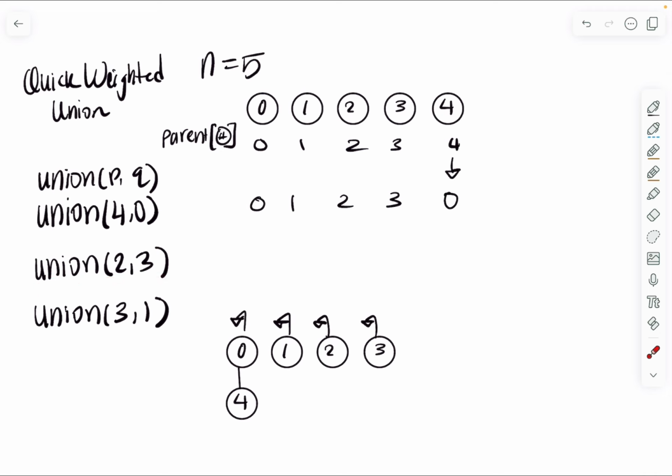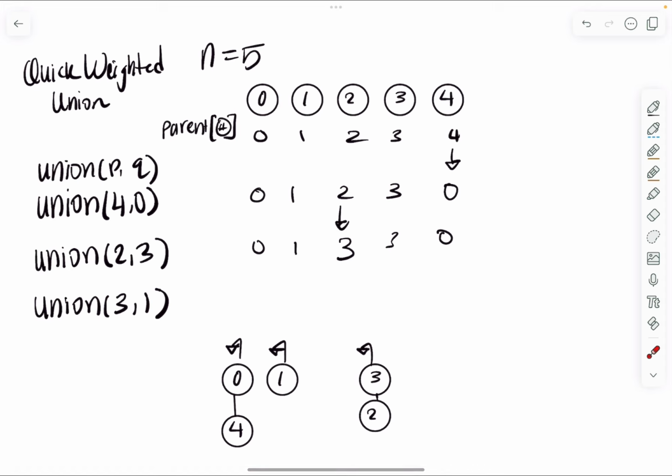Then union 2, 3, find the root of the people. So the root of 2 is 2. Then find the root of the queen. The root of 3 is 3. Because the sizes are the same, make this the child of this one. So basically quick union, like so. Then I asked myself, well, what happened? Well, now the parent of vertice 2 is no longer 2. It is now 3. So that changes to 3, and everything else drops down.